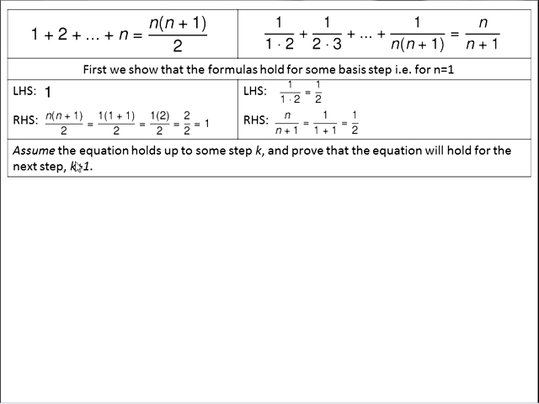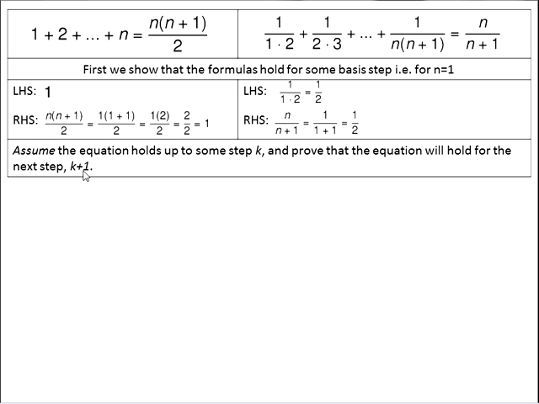Now that I know the equation actually works for at least n equals 1, I'm going to assume that the equation holds up to some step k. I know for sure it holds for n equals 1. Now I'm going to assume that it works up to some number k, and I'm going to prove that the equation will hold for the next step, k plus 1.